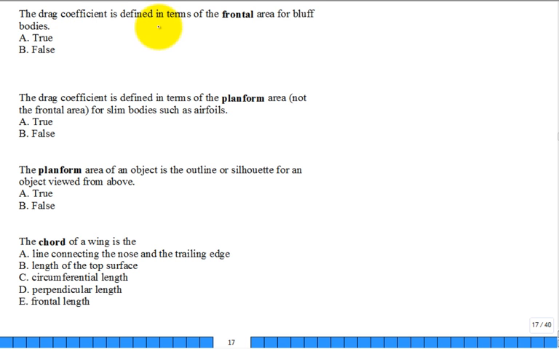The drag force is defined in terms of the frontal area for bluff bodies. True or false? The drag coefficient. True? The drag coefficient is defined in terms of the plan form area for slim bodies such as airfoils. That's actually true too. They can change it around, so you have to be careful. Because if you have a very slim body, an airfoil, you just have to be very careful how they define it. Okay?